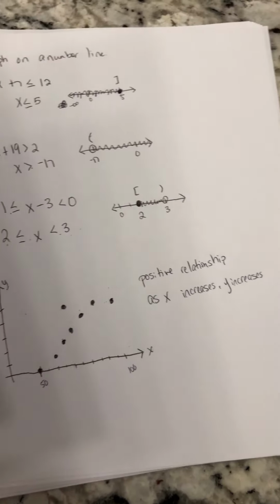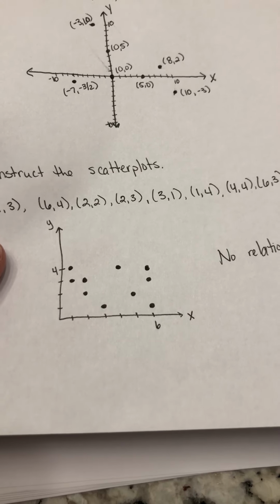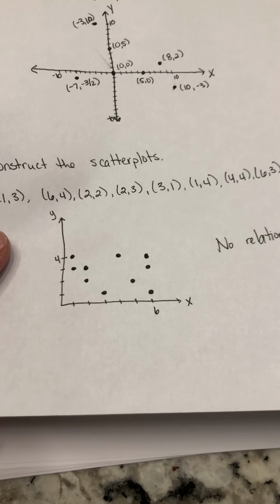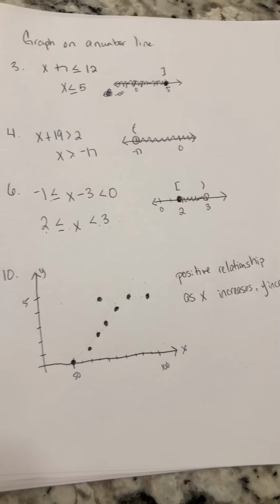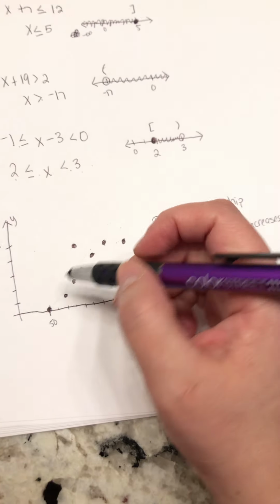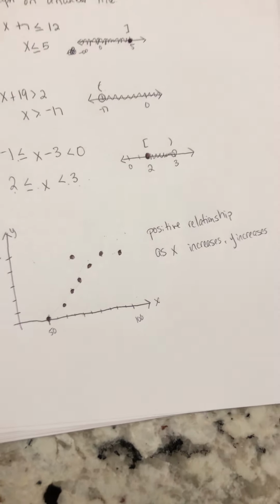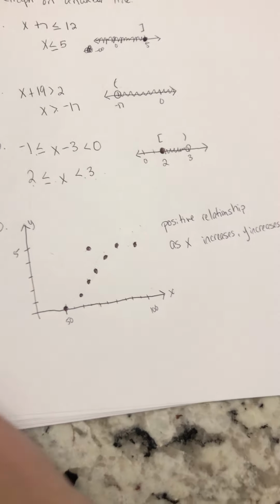And then if you look back at number 9, that doesn't really have a relationship. They're just kind of scattered all over the place, so there's no relationship. So you just want to see, on a quick glance, if it's going up, it's positive; going down, it's negative. If they're just kind of all over, there's no relationship.